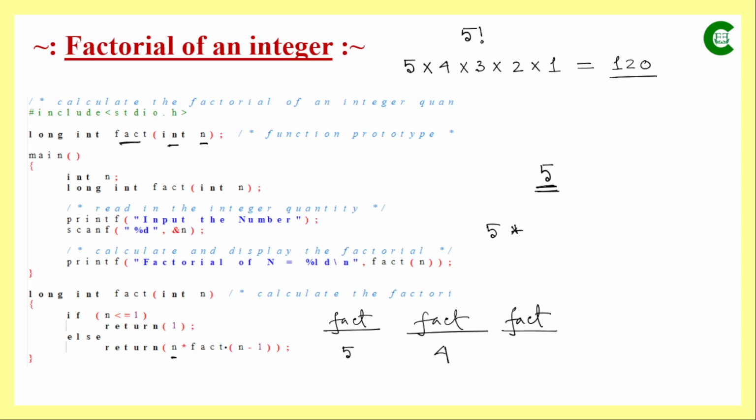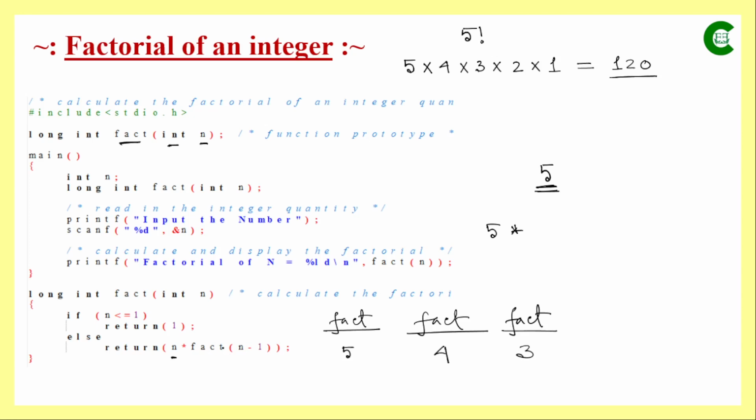So initially it was 5, then in the second function call it was 4, and in the next call, when it is calling the same function fact again, the input argument is now 3. So when control comes here, the value of n will be 3, and it will go directly to the else part and try to return some value. In place of n we will have the value 3, and that will be multiplied by some other value.